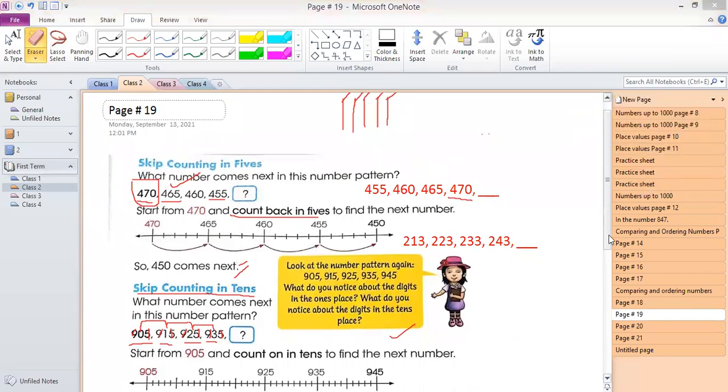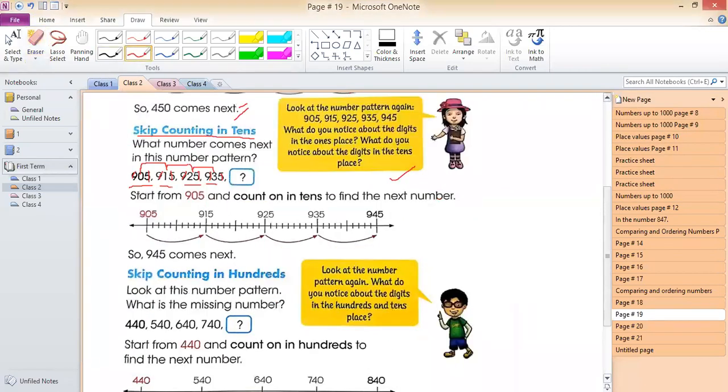Or guys, you can do it with the help of a number line as well. 905, then 906, 907, 908, 909, 910, 911, 912, 913, 914, and this is 915. Okay. So after 915, 925, 935, and that will be 945.